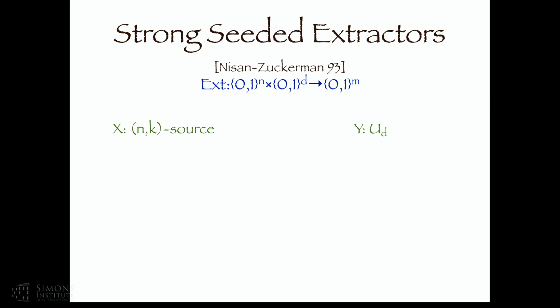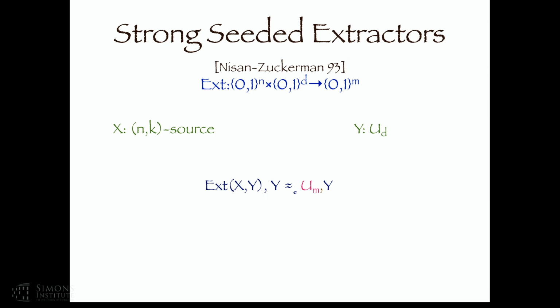A seeded extractor takes as input a weak source X, which is an (n, k) source, and some independent helper bits, D, where D is short, much shorter than n. What you'd want is that the output of the extractor is uniform. And not just this, but you'd want the output to be uniform even conditioned on the seed. So even given the seed, the output should look uniform.